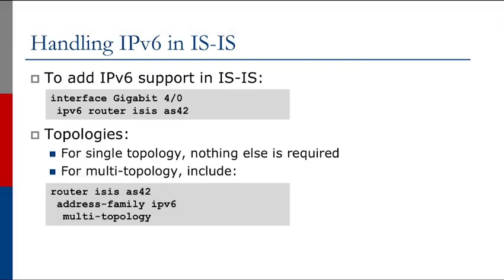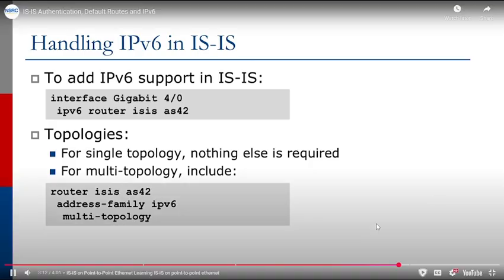To add v6 support in ISIS, all we need to do is go to the interface and do ipv6 router isis. There's no other configuration needed if we're running it in a single topology-based network. For multi-topology, we need one more configuration line, and that's going into the ISIS sub-configuration for v6 and adding multi-topology. This will cause the router to create a separate topology database holding all the v6 destinations.